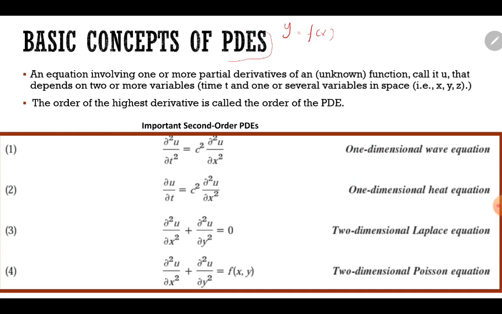For PDEs, we are going to find the solution for our partial differential equation, but our solution now is not only y equals to f(x), we are going to have u(x,t). We will have two variables for the function that we are looking to solve later.